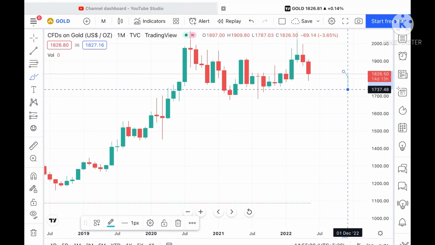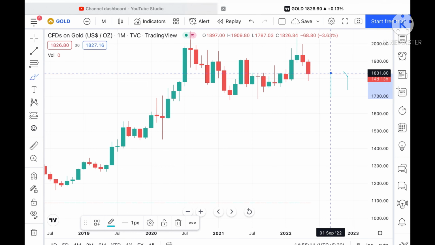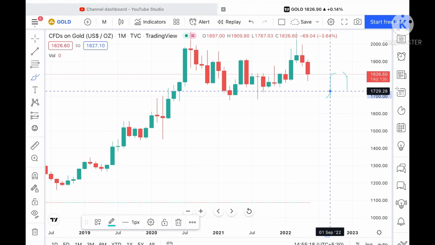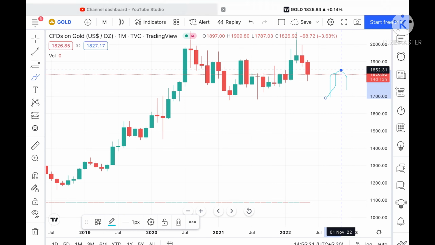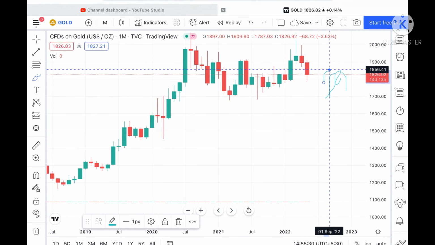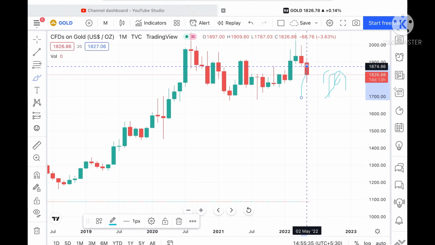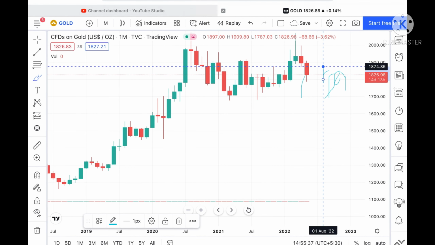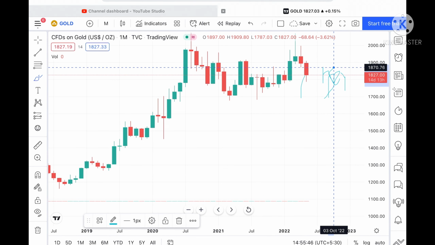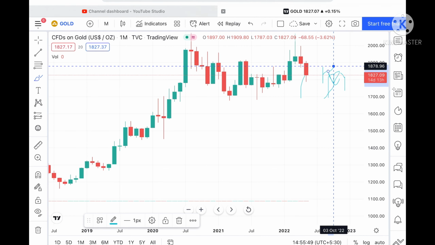Suppose the price sustains this level, we can see it can touch a level of 1831.80, and from there it can move to a level of 1833.85, and this level is already being tested here, so the probability will be high. We can see it can move further upside towards a level of 1852. Before that it can touch a level of 1848, and once 1848 sustains, then we can see a level of 1856. Suppose the price goes above this level, then it can move further upside towards a level of 1877. Suppose the price sustains above the level of 1852.31, then it can move further upside towards a level of 1878.96.